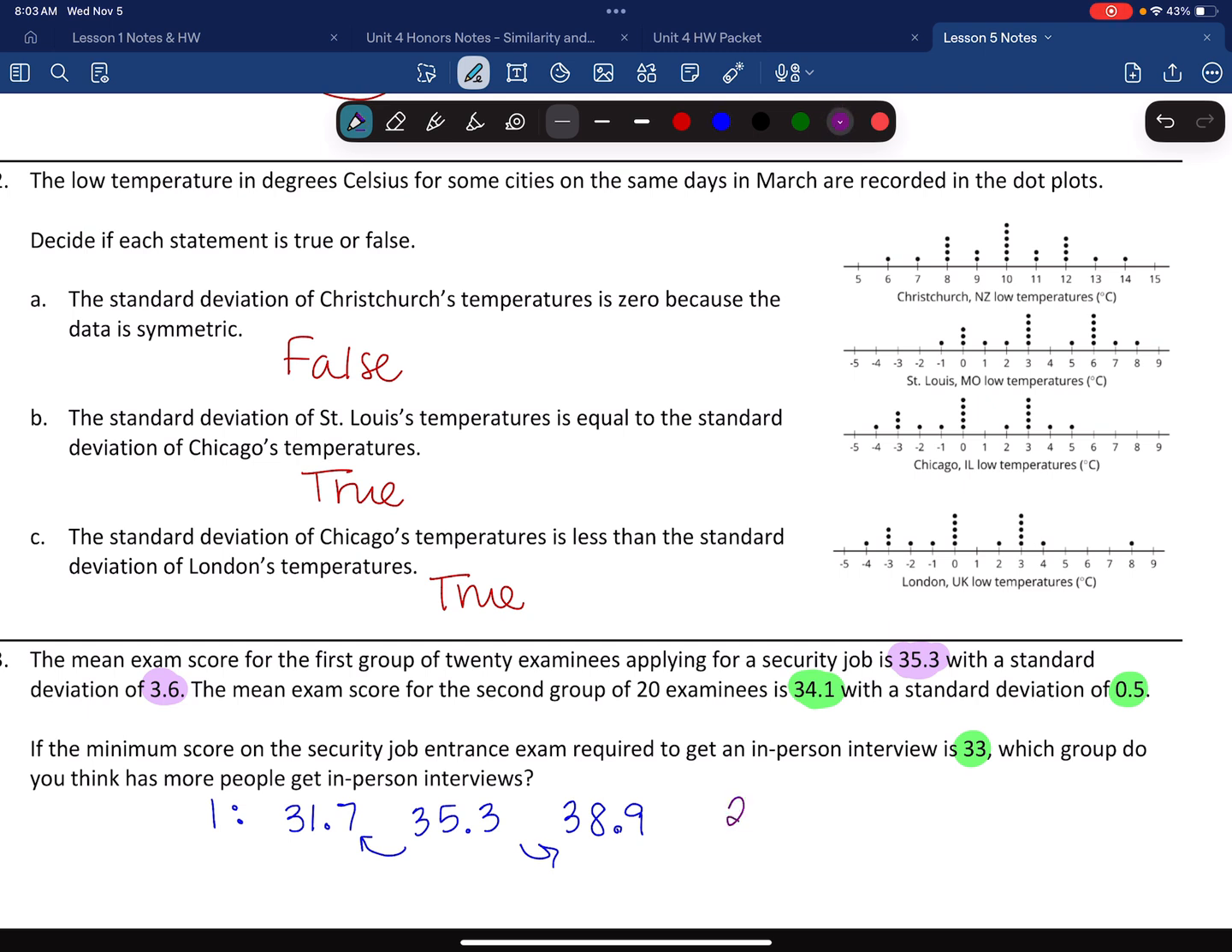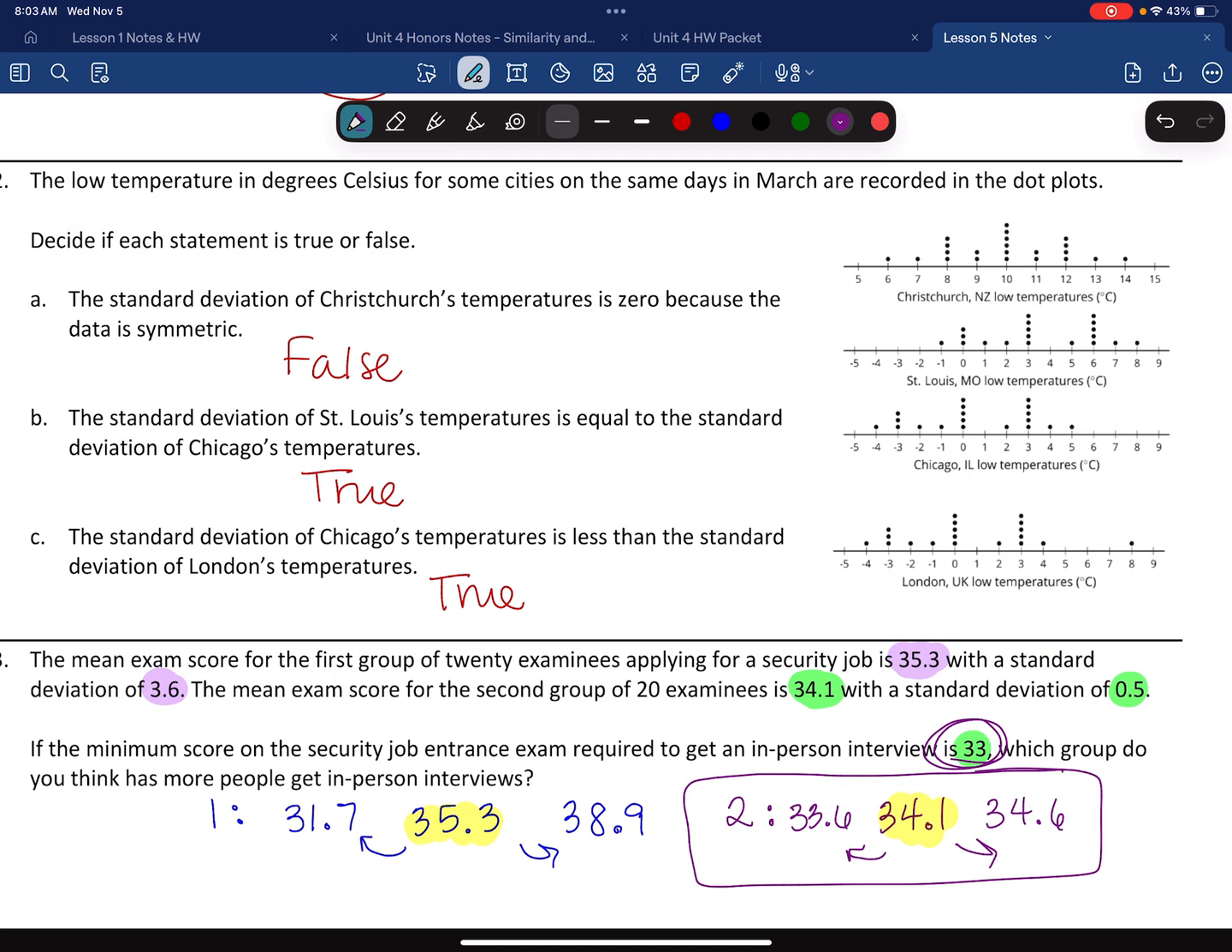And our second group's mean is 34.1, but their standard deviation is only 0.5. So they range from about 33.6 to 34.6. So even though their mean is lower, their average test score is lower, that standard deviation is also lower, which means their scores are more consistent. So if they need a 33 to get in, the second group is more likely to hit that because of their standard deviation versus group 1.